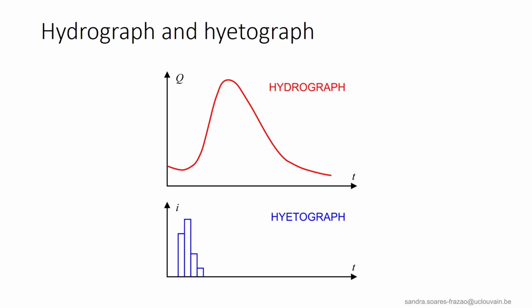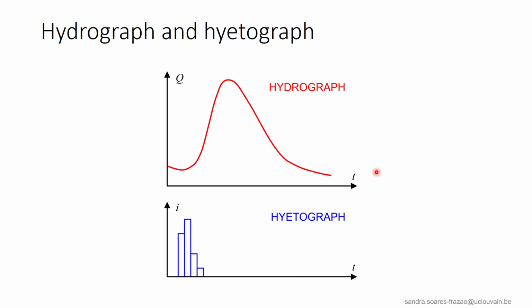A hyetograph is a graphical representation of the rainfall intensity, here rainfall intensity over time, presented either as a continuous curve or, more often, as a histogram. A hydrograph, here, is a graph of flow past a point in a river as a function of time, and it can be directly related to the rainfall through a transfer function.